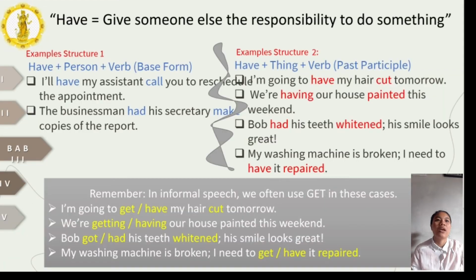Next, have. Have is to give someone else the responsibility to do something. And then the example structure, we have two structures here. The first structure is have plus person plus base form verb. I'll have my assistant call you to schedule the appointment, and the businessman had his secretary make copies of the report. And then the example structure 2, have plus thing plus verb.